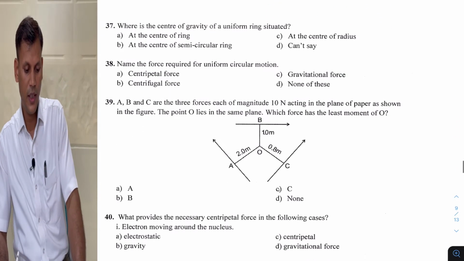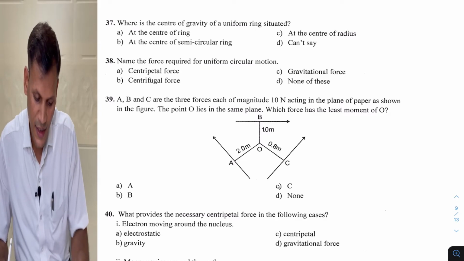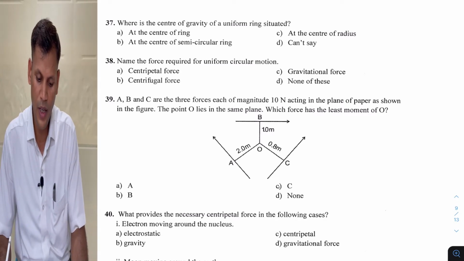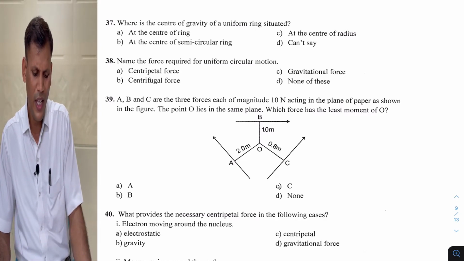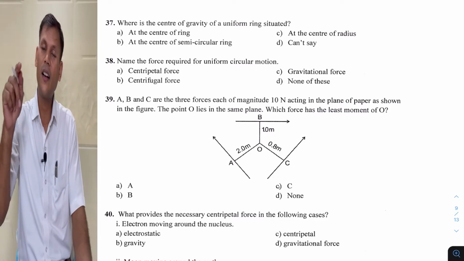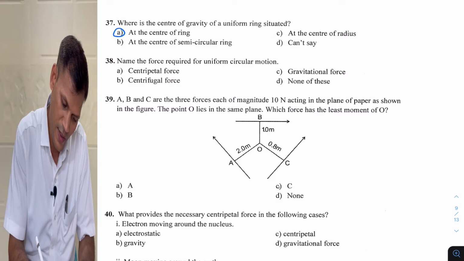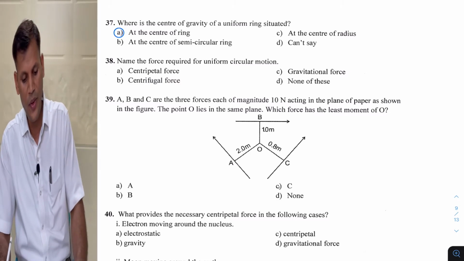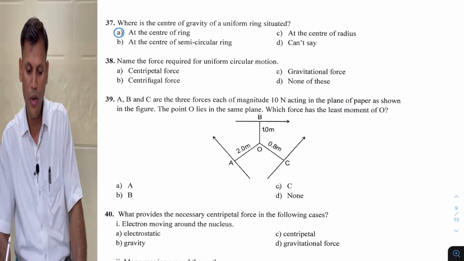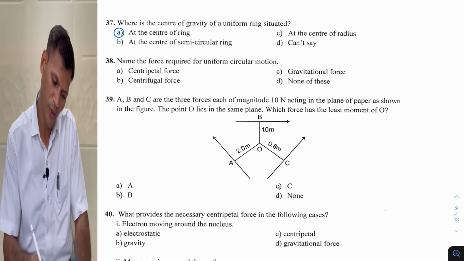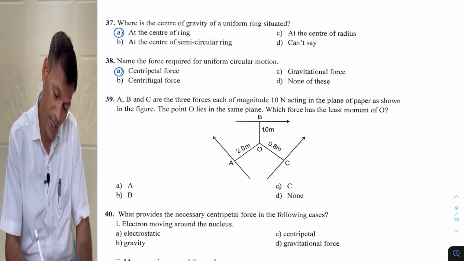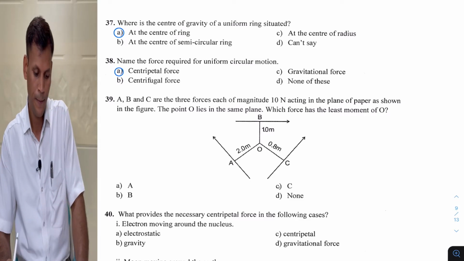Now question number 37. Where is the center of gravity of a uniform ring situated? So it is a ring, so where will the center of gravity always be? At its center. So of course its answer will be at the center. Name of the force required for uniform circular motion. Of course it is every time centripetal force.